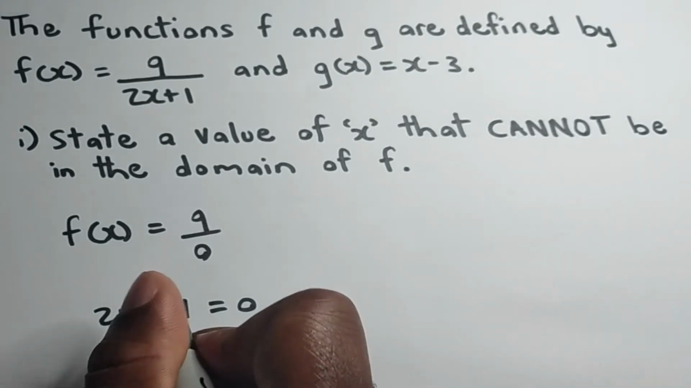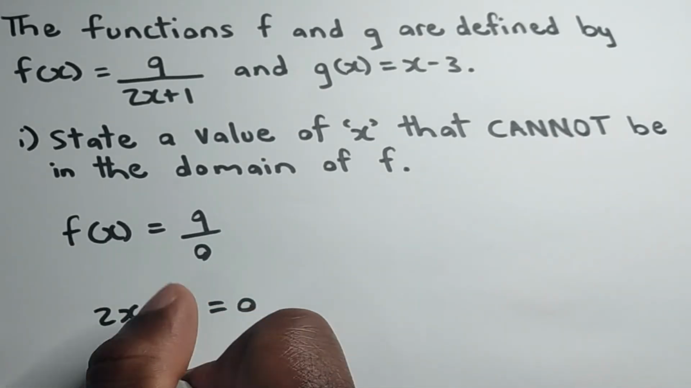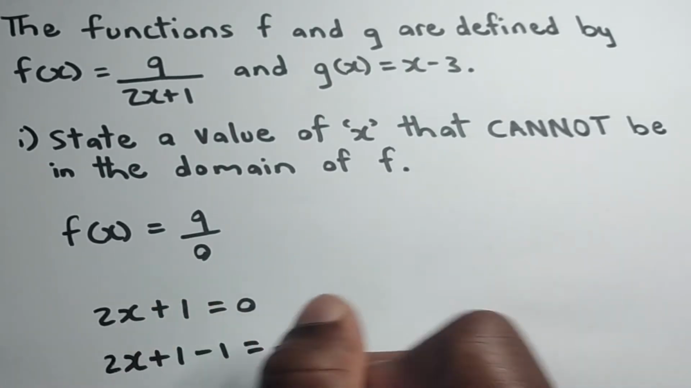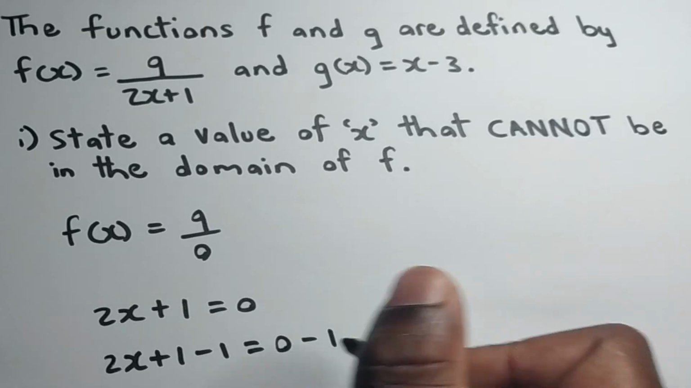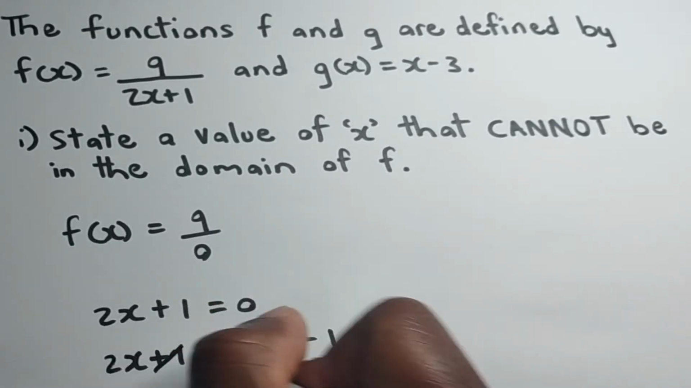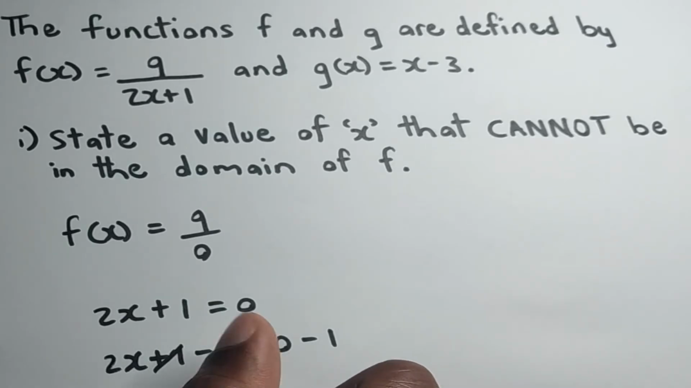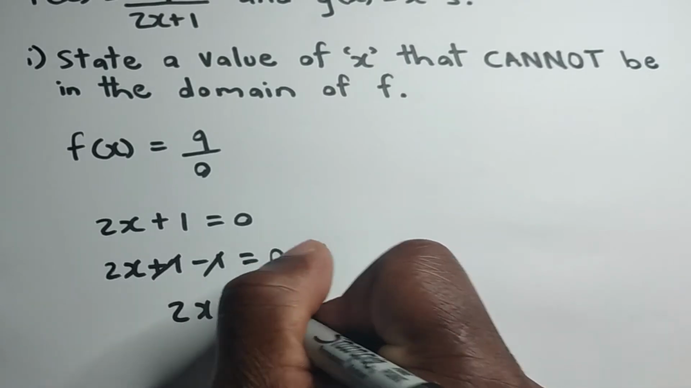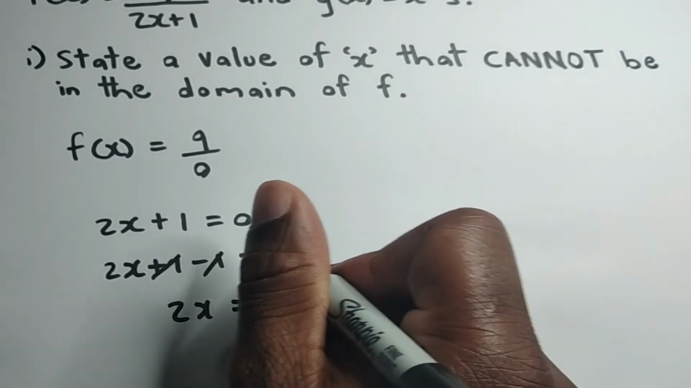So what we're going to do now, we want to get rid of this positive 1 first. So we must do the opposite, which is to minus 1. And if we minus 1 on that side, we're required to minus 1 on that side as well. So we have 1 minus 1, those things cancel. We're left with 2x is equal to 0 minus 1.